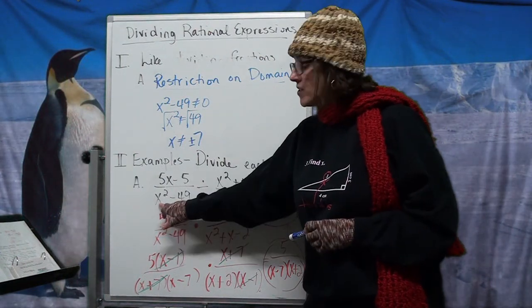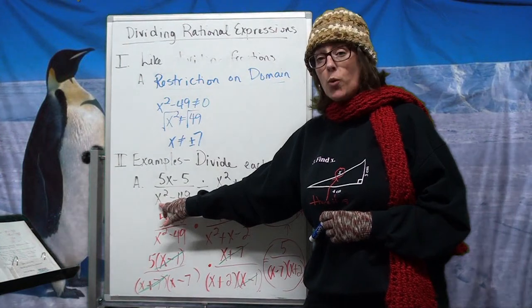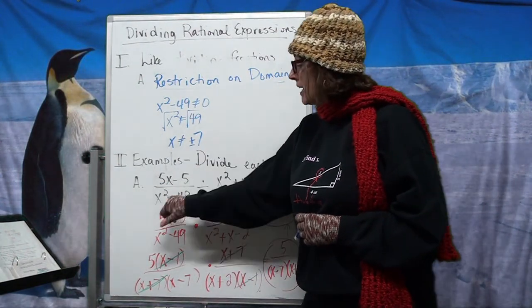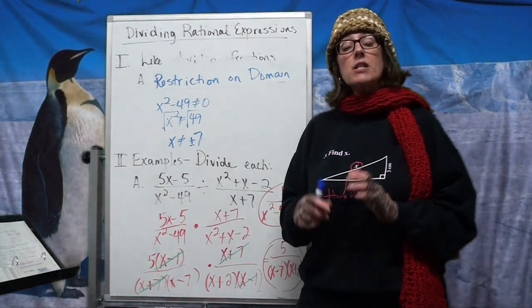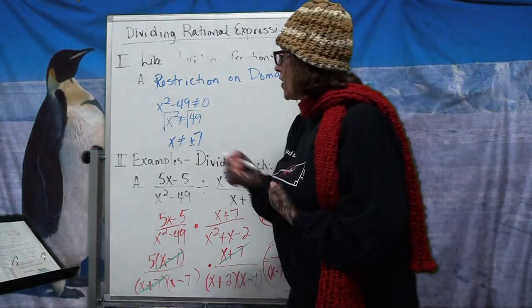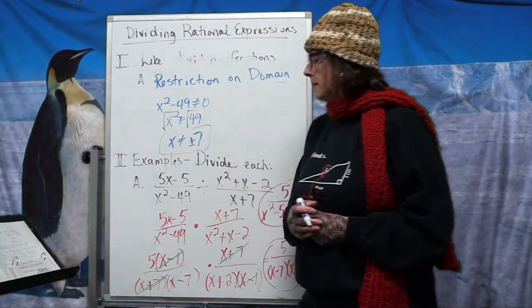Because if I put a positive 7 here, positive 7 squared is 49. 49 minus 49 creates a 0 down there. If I put that negative 7 in there, negative 7 squared is again 49. 49 minus 49 creates that 0. So here is a restriction on that domain.